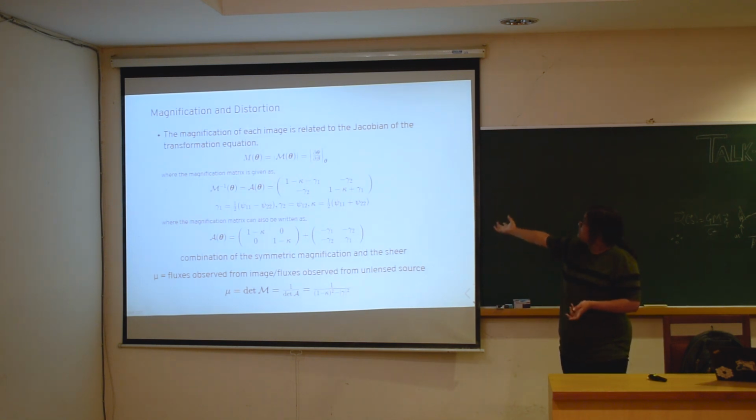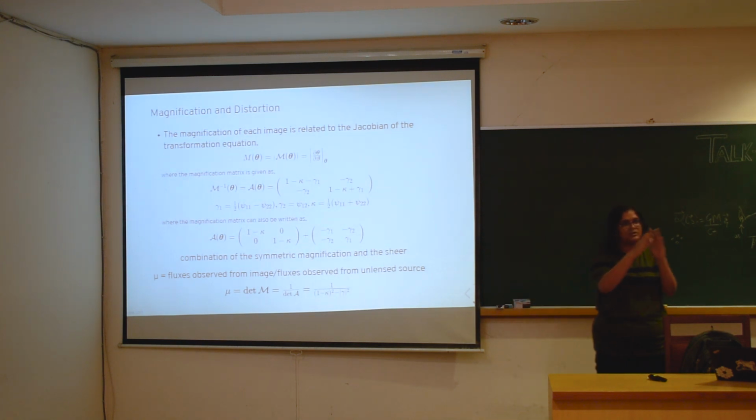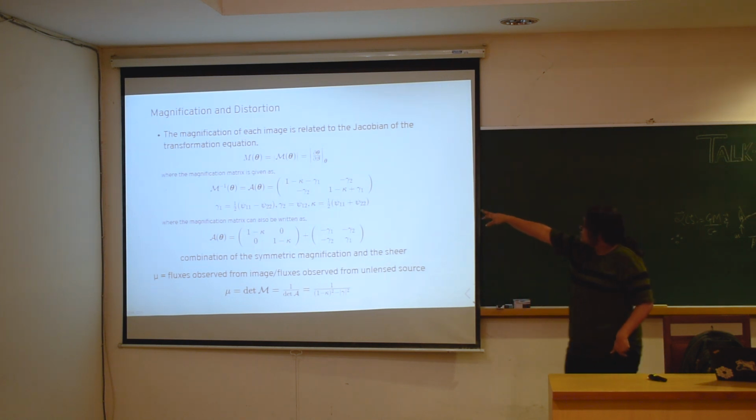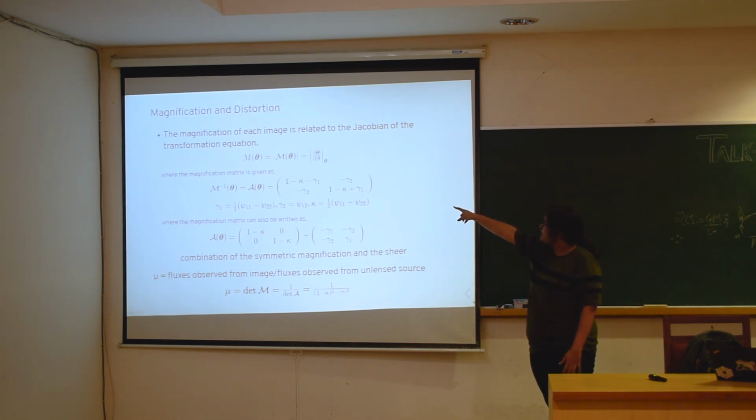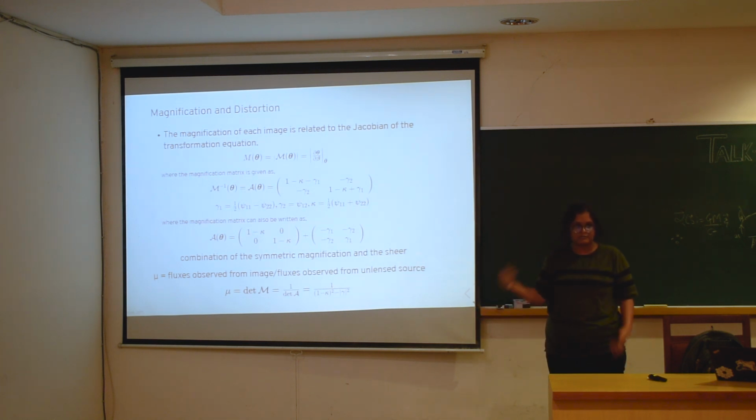The magnification of each image is related to the Jacobian of the transformation equation. The transformation equation was beta is equal to theta minus alpha. And this magnification matrix will be given by the derivative of the source position, del beta by del theta, that is, with respect to image position.